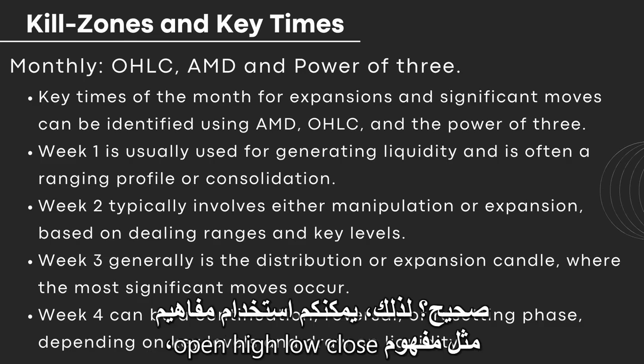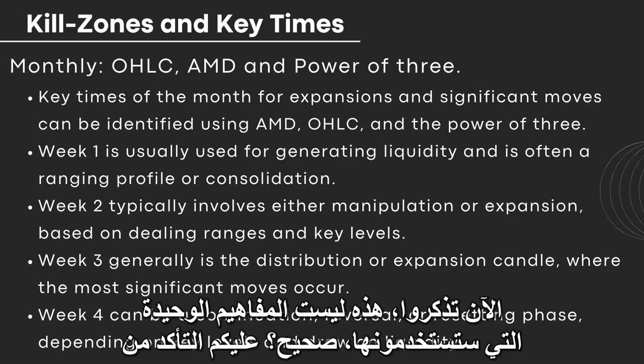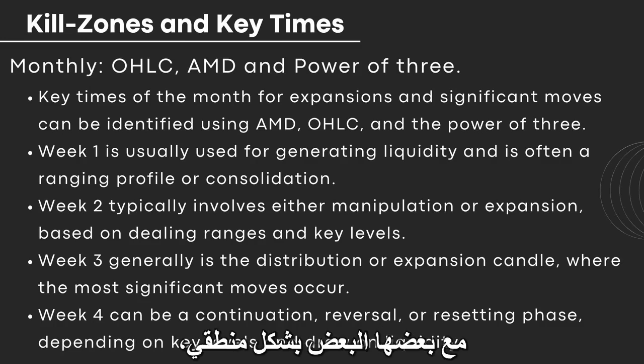Next up we've got the monthly range, and we'll learn about how to use time to filter it out, right? For it, you can use concepts like the open high low close concept, AMD, and power of 3. Now remember, these aren't the only concepts you'll use, right? You'll make sure to combine the other price concepts and the other time concepts with each other in a logical manner, right? You're going to use key levels, CRT, dealing ranges, and everything, right?